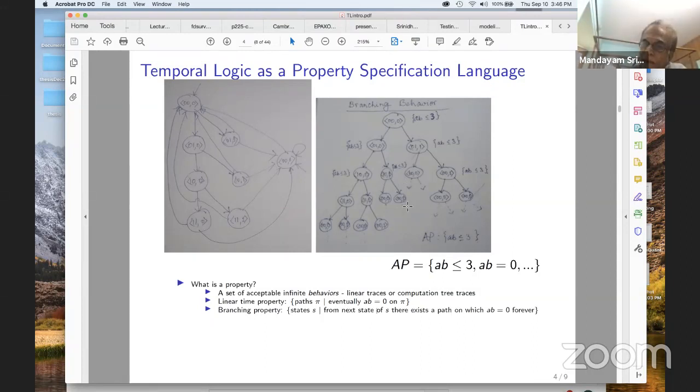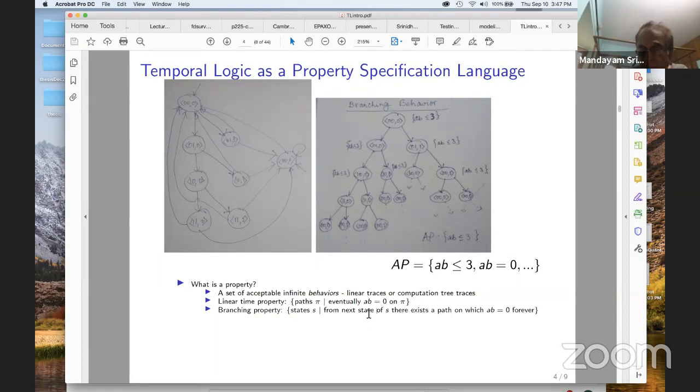On which AB is equal to 0 forever. Are you convinced? Yeah, so these are the kind of property that we want. So you see, this branching property is, that's why we call it branching property, because it really expresses constraints on the branching behavior of your computation behavior.